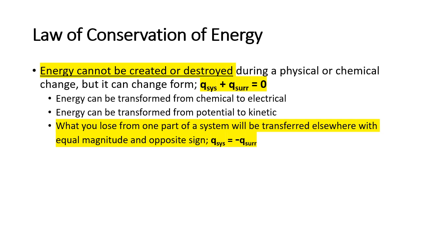And the last point, what you lose from one part of the system will be transferred elsewhere with equal magnitude and opposite sign. Q system is equal to negative Q surroundings. So this is actually a restatement of our original law, where all I did was subtract Q surroundings from both sides. That's the math that we're actually going to use when we apply it to calorimeters.